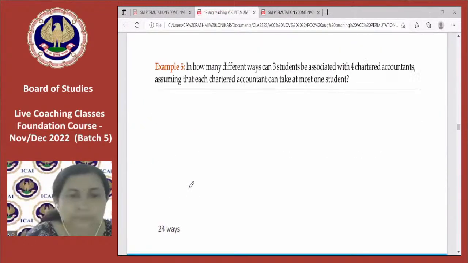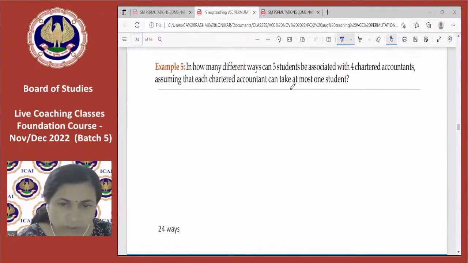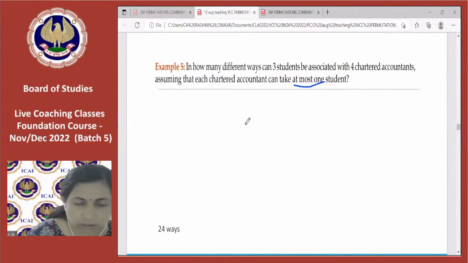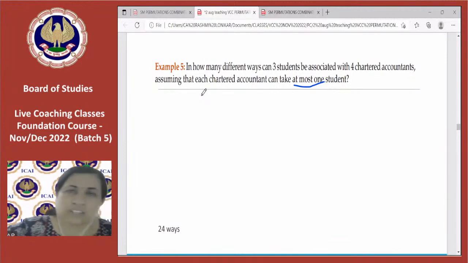In how many different ways can 3 students be associated with 4 chartered accountants, assuming that each chartered accountant can take at most 1 student? This is very important, at most 1 student. Once you clear your intermediate exams, you will start with your articleship. You first clear your foundation, then you clear one group or both groups of intermediate, and then you will start with your articleship.